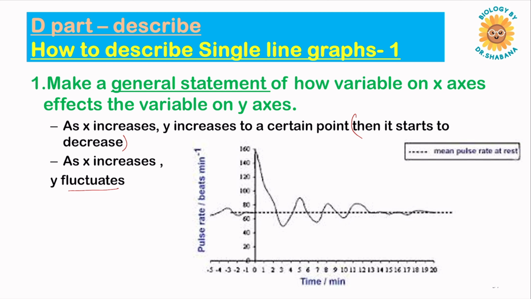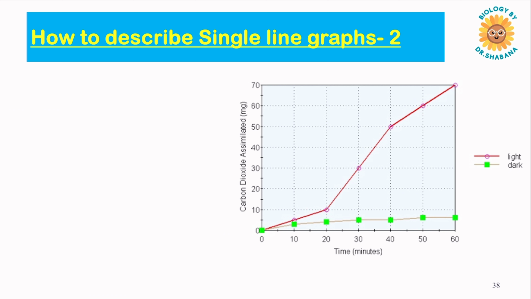So x could be, for example, temperature. As the temperature increases from so and so value, the rate of the reaction or rate of photosynthesis increases from there to there, or the number of bubbles increases from there to there. So make a general statement before you start writing it down. Now, how to describe single line graphs. When you see a line, just ignore this one. If you see a single line like that, I can see that it's taking a different shape as we go along the x-axis.